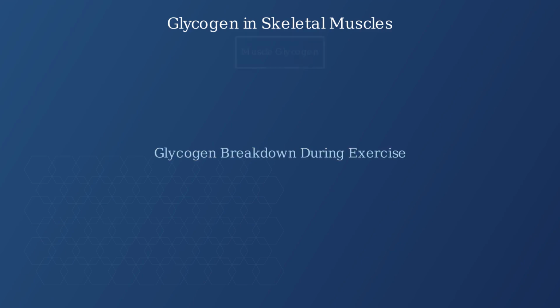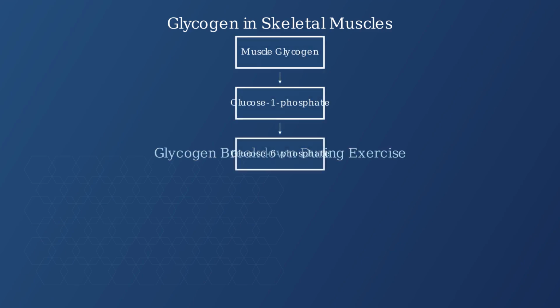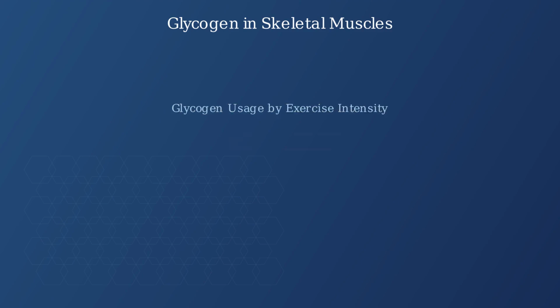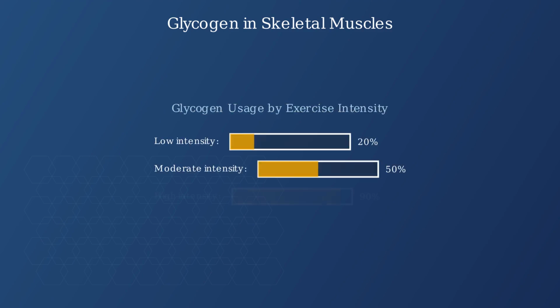During exercise, muscle glycogen is broken down in a process called glycogenolysis to provide energy. This process ultimately leads to ATP production, which fuels muscle contraction. The contribution of glycogen to energy production increases with exercise intensity. During high-intensity exercise, muscle glycogen becomes the predominant fuel source, providing up to 90% of the energy.